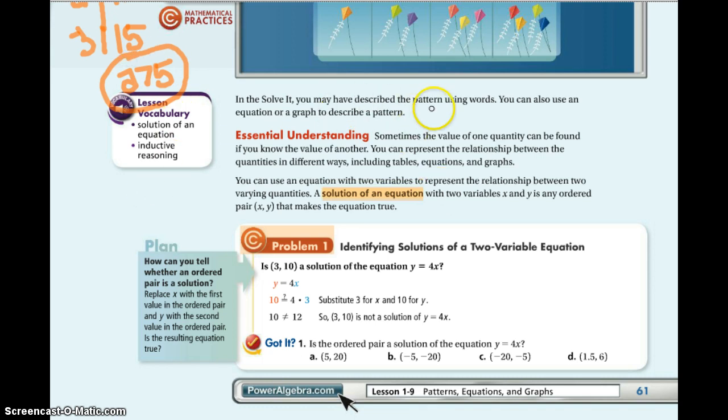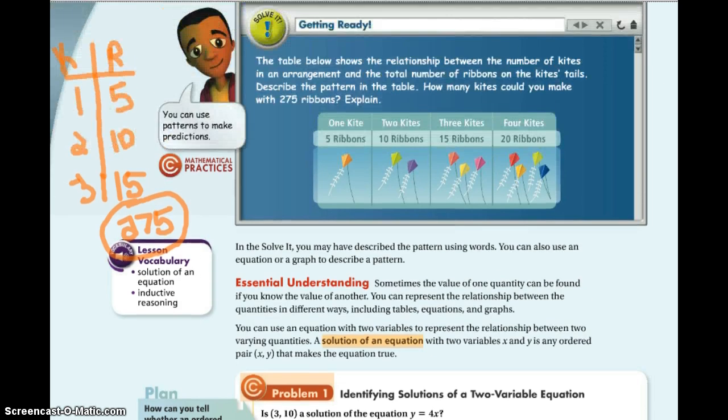All right, so the essential understandings here. Sometimes the value of one quantity can be found if you know the value of another. That's why we're organizing our information into tables, and then we'll use our tables to help us come up with equations. You can use an equation with 2 variables to represent the relationship between 2 varying quantities. A solution of an equation with 2 variables x and y is any ordered pair. So we're just starting off with the basics of a table.